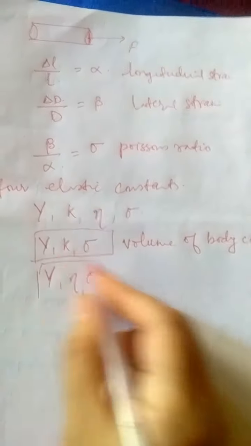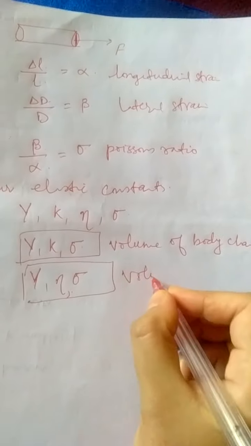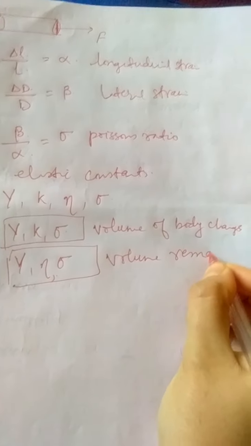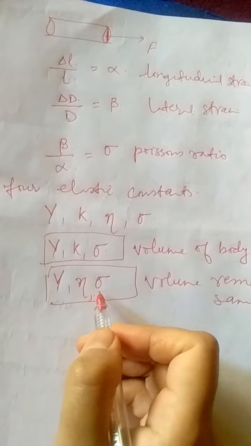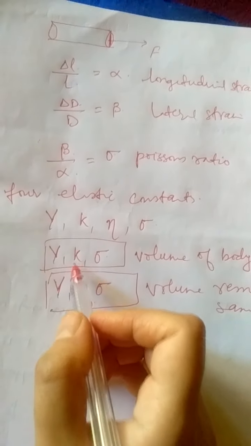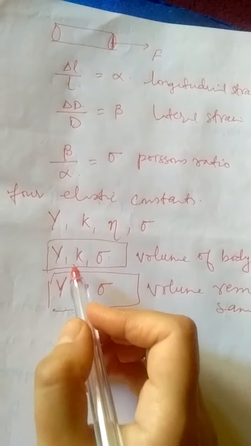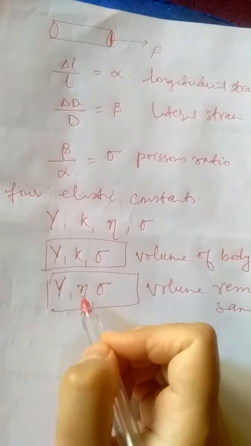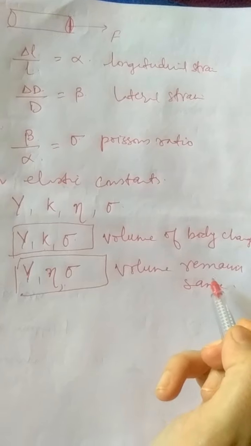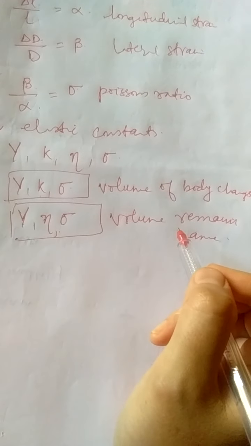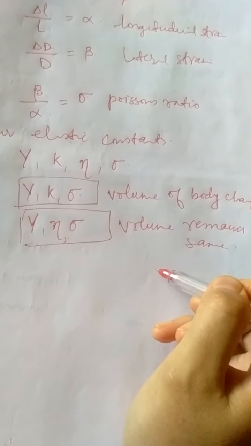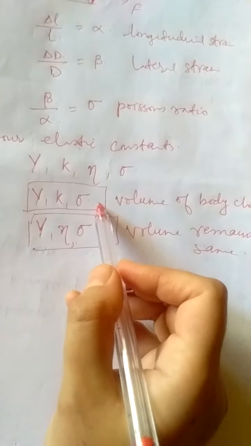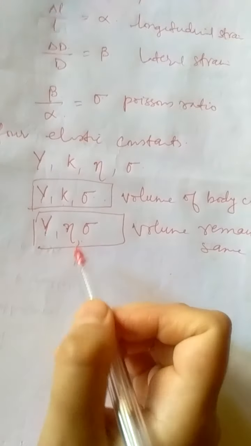And in case the volume doesn't change, if the volume remains the same, then we can establish a relation between Young's modulus, modulus of rigidity, and Poisson's ratio. This K, that is bulk modulus, is involved only when the volume of the body is changed. And if this K constant is not involved, then the volume of the body doesn't change. So practically also we can only have two cases: by applying the force the volume of the body changes or it does not change. In this case we can connect these three, and in this case we can connect these three.